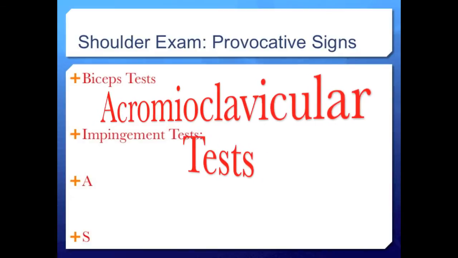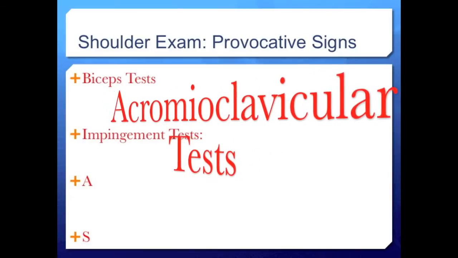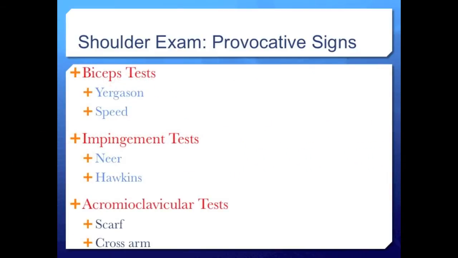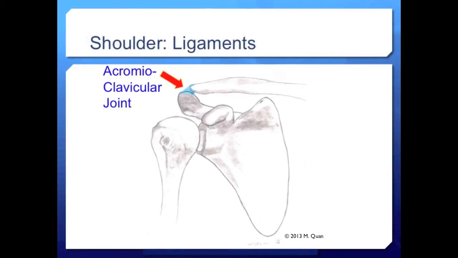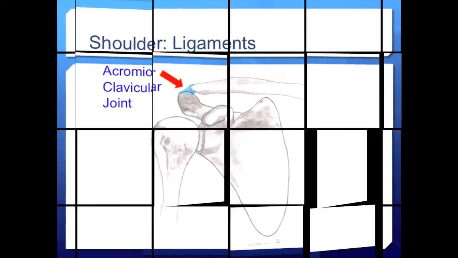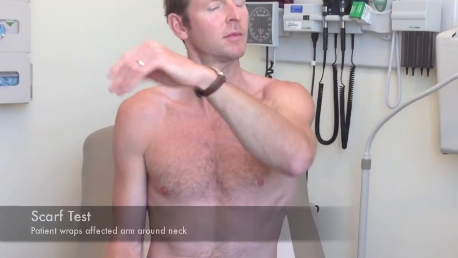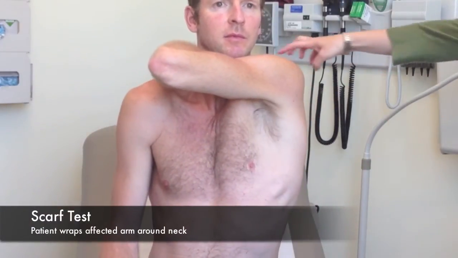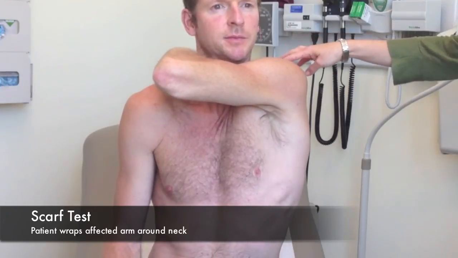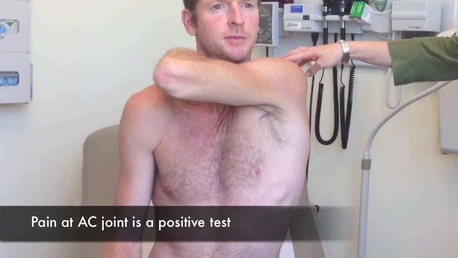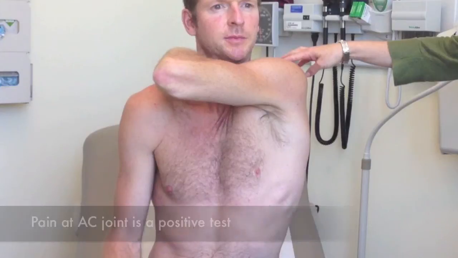Next, the A in BIAS stands for the acromioclavicular tests, the scarf and cross-arm tests. Both the cross-arm and scarf tests compress the acromioclavicular joint by moving the humerus medially across the chest. In the scarf test, the patient actively drapes his or her arm around the neck like a scarf. The provider asks if the maneuver elicits pain at the AC joint. If yes, then the test is positive.